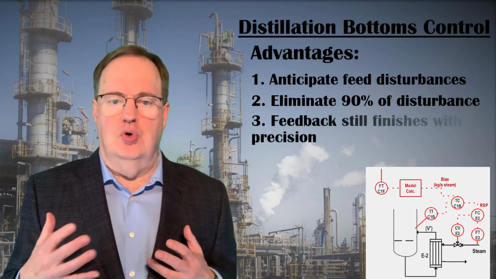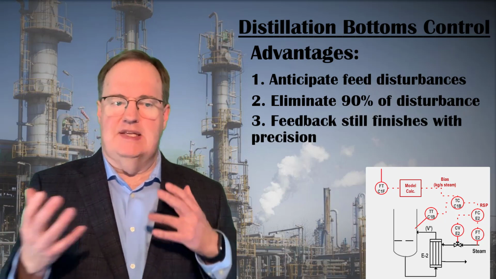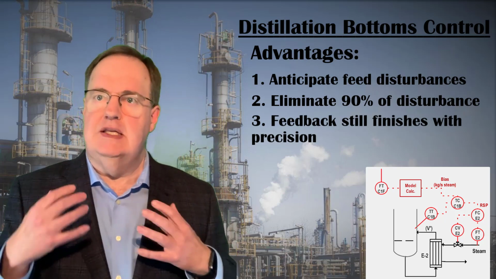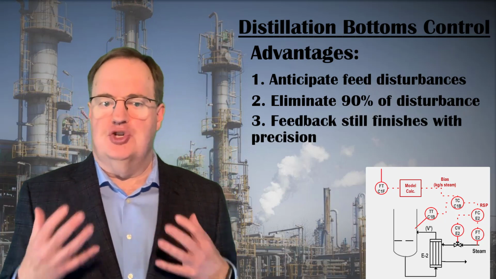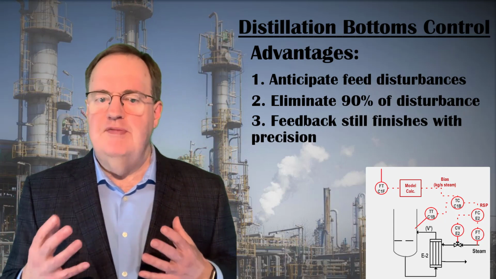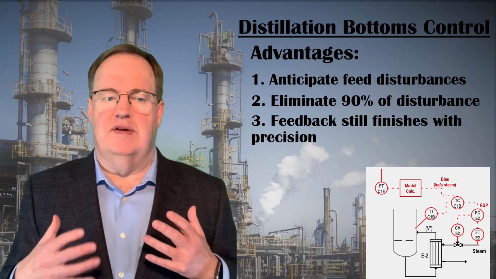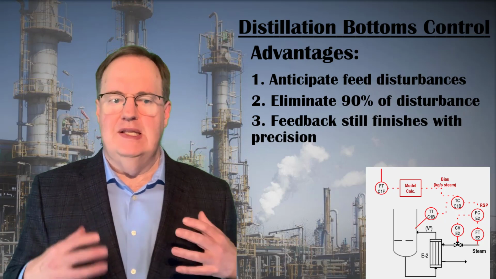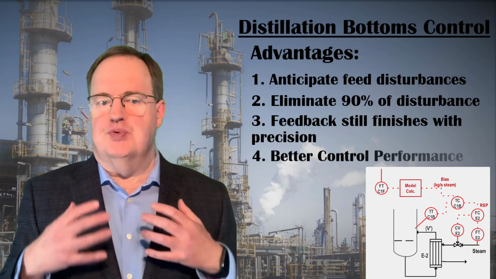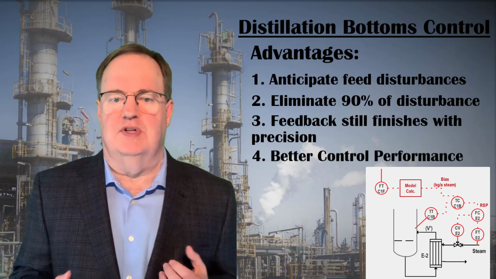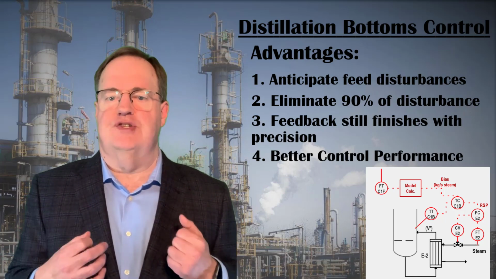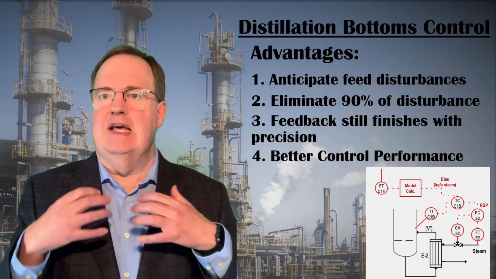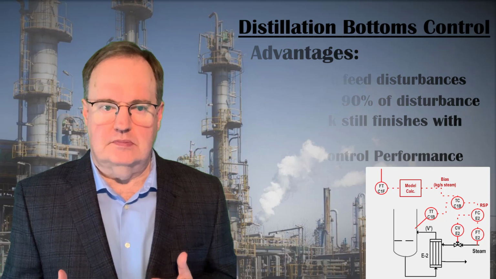And the feedback controller is still there to achieve that last 10% of the control needed to maintain the precise bottom's tray temperature. Even better, with the model doing 90% of the control, you'll find that you can tune that supervisory feedback controller more aggressively, as there is so much less that it has to do by itself.